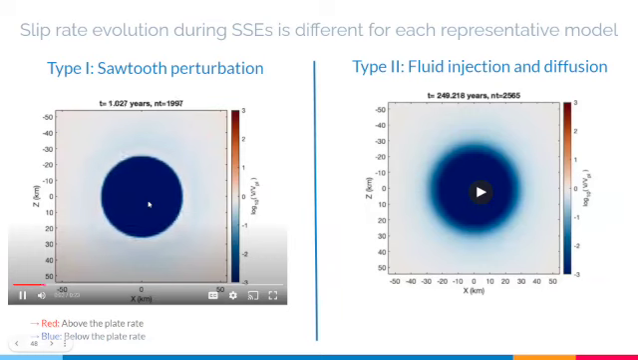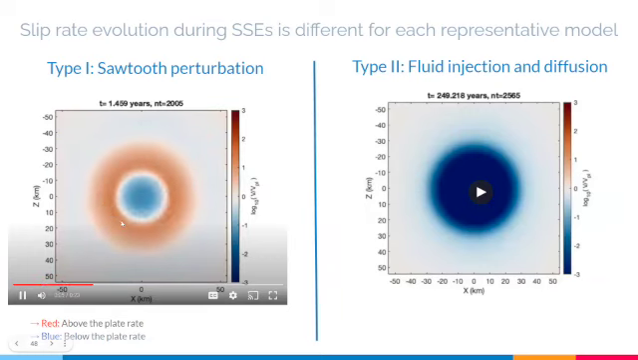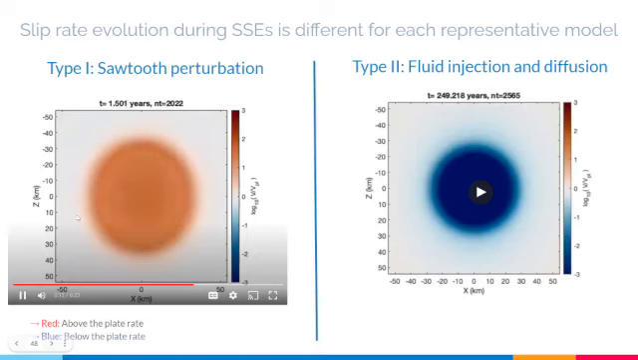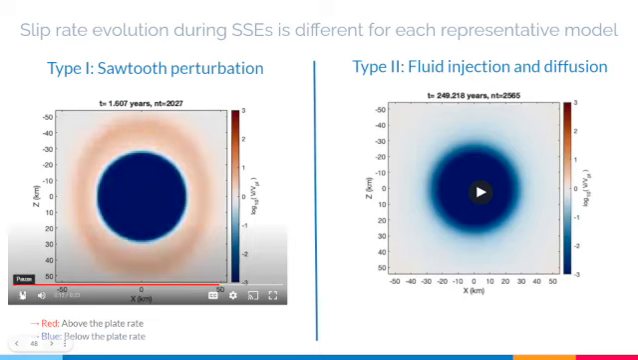In this case, slip acceleration starts at the edges of the applied perturbation and it migrates inwards. It reaches a peak velocity at the center of the fault and then it propagates outwards. And it's interesting that after the event, the fault remains fully locked.